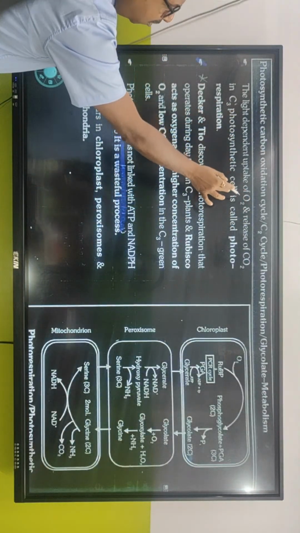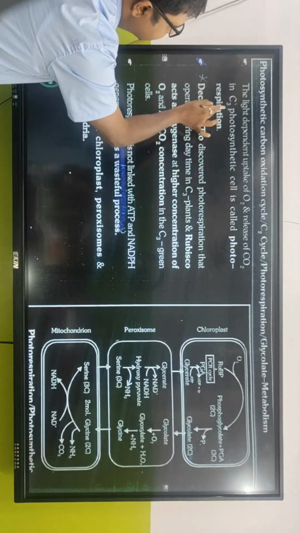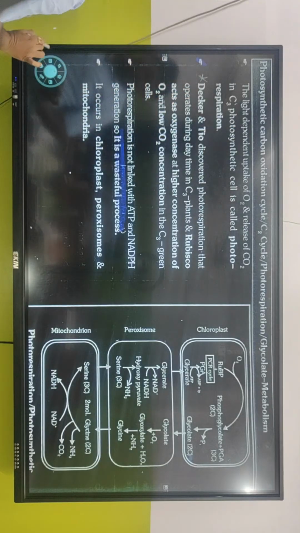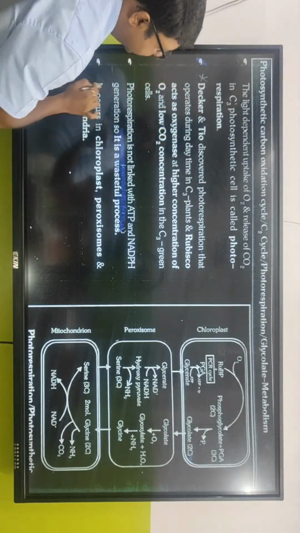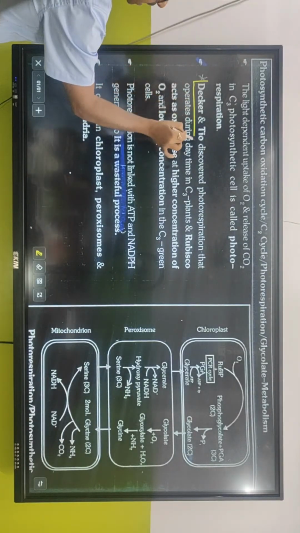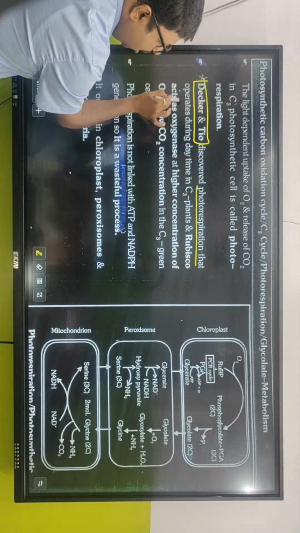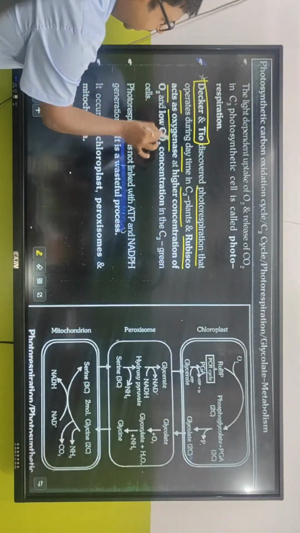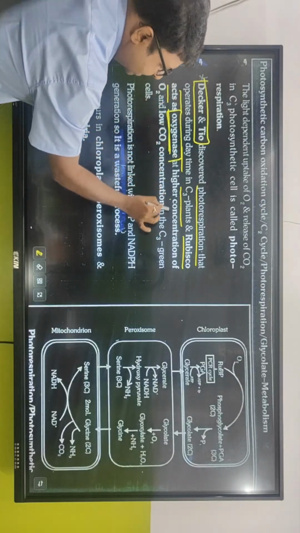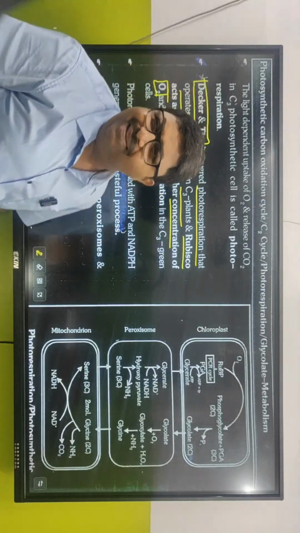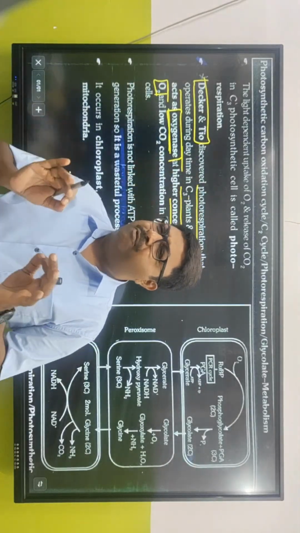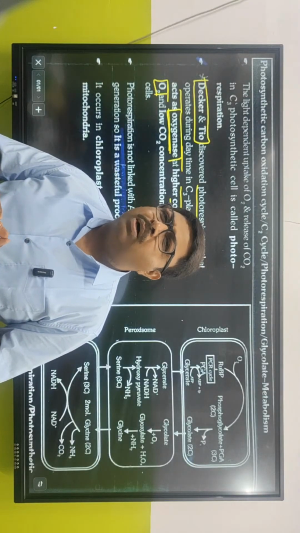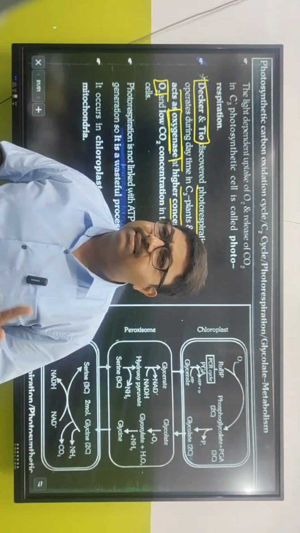The light-dependent uptake of oxygen and release of carbon dioxide in C3 photosynthetic cell is called photorespiration. The name of the scientist is Decker and Teo. Decker and Teo discovered photorespiration that operates during daytime in C3 plants, and Rubisco acts as oxygenase at higher concentration of oxygen. So if you give more amount of oxygen, the enzyme called Rubisco is going to work more as carboxylase or more as oxygenase.